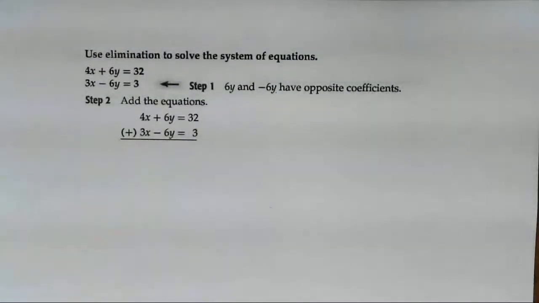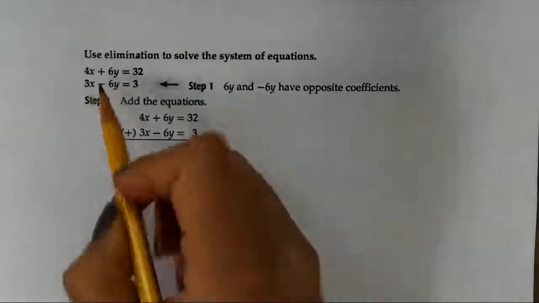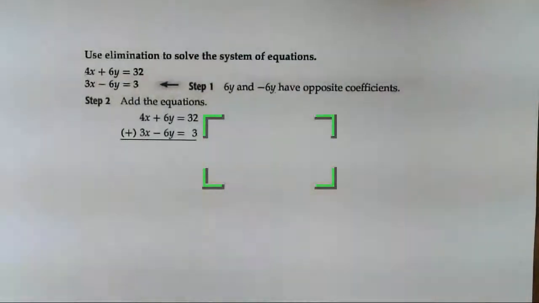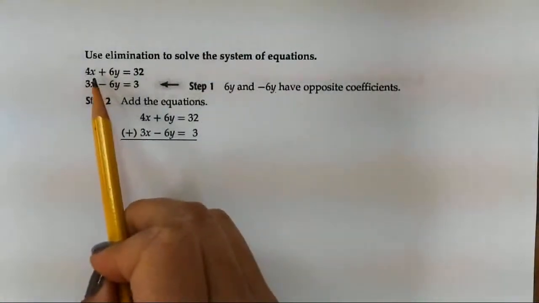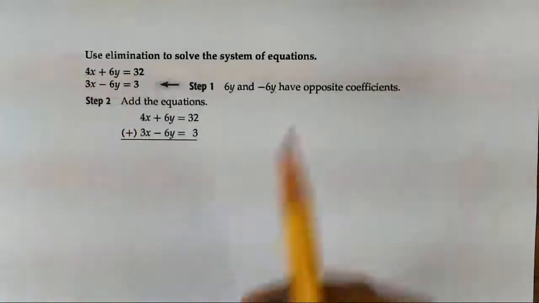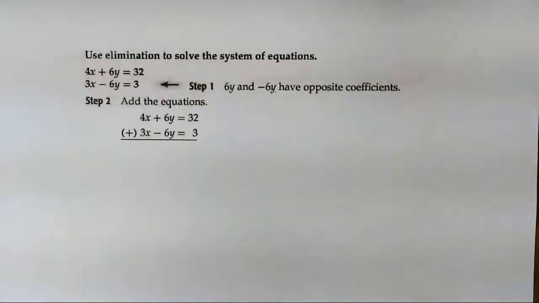Alright, so using the elimination method. The first thing you want to do is look at your coefficients. And remember that your coefficient is the number that is in front of that variable. When you have 4x, for example, your coefficient is 4. If you have 6y, your coefficient is 6. Pretty obvious, okay? You guys should already know this.